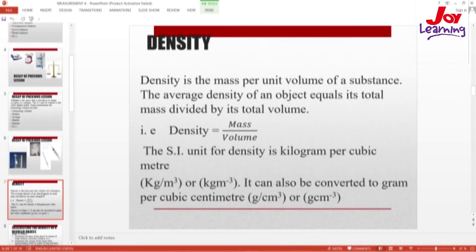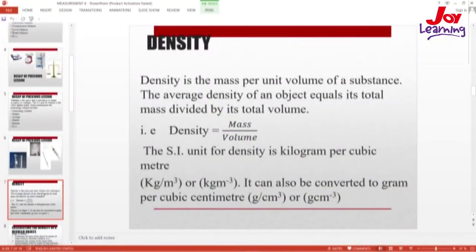When we talk of density, what comes into your mind? Now, don't forget, density is a physical quantity, and it is also a derived quantity. It is the heaviness of an object or a substance, taking into consideration the mass and the volume of that substance. So we can define density as the mass per unit volume of a substance.